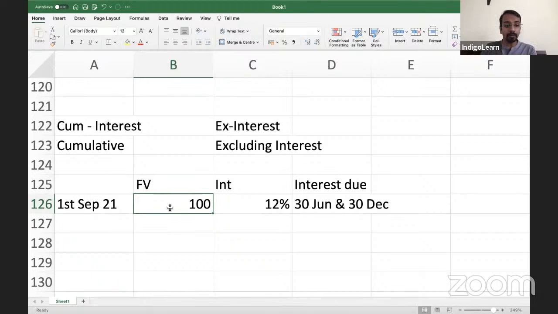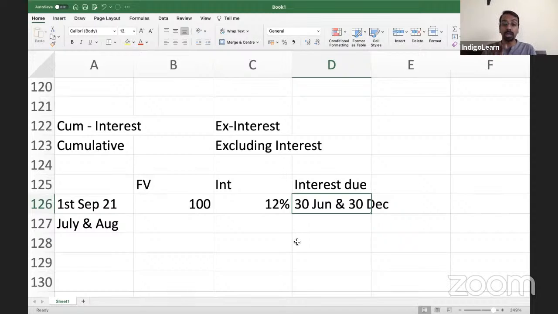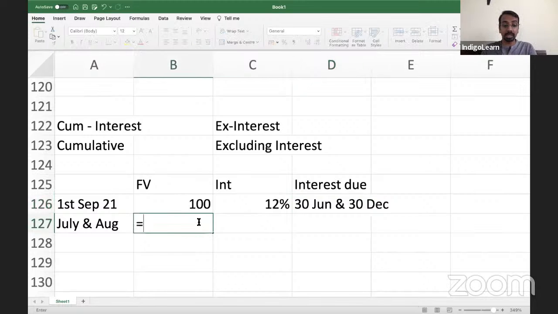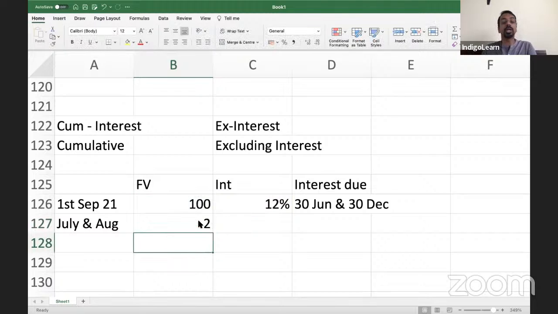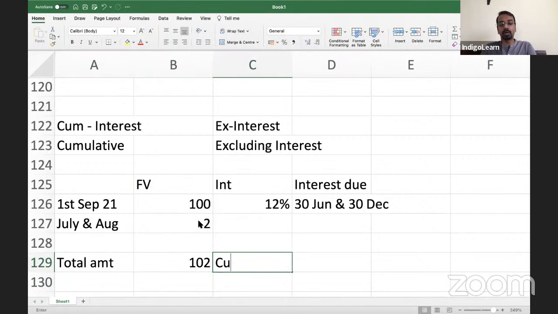And on top of it, for July and August, here is again one mistake what students do. If it is given 1st of September and here 30th of June, June, July, August, September, don't take it as 4 months. 30th of June, so start from July and August, 2 months. What is 2 months interest? 100 multiplied by 12% divided by 12 multiplied by 2, you get 2 rupees. So total amount that you will pay is 102. This is called cum interest value. It's called cum interest value or cum interest quote.